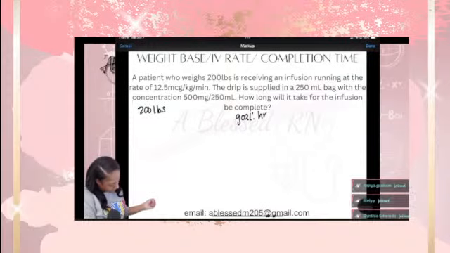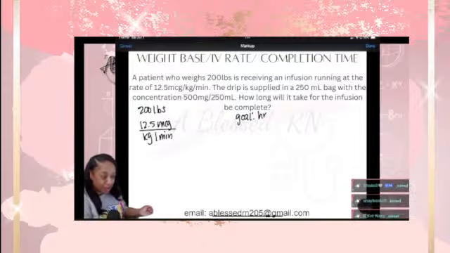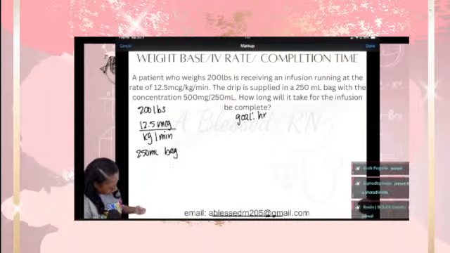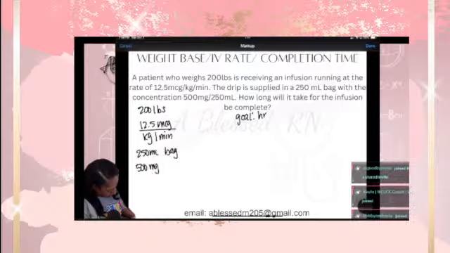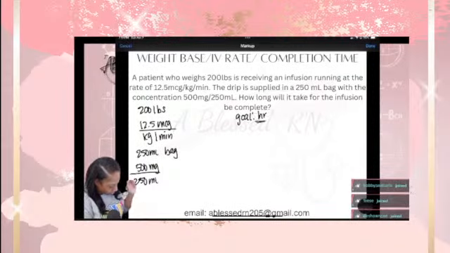Okay, and it's going at 12.5 micrograms per kg per minute. So this is a weight-based IV medicine. So we know we're going to need the weight to figure out the rate, right? Boom. So then the medicine is a 250 ml bag. And then we have 500 milligrams per 250 mLs as your concentration. We want to find the rate in hours, okay?